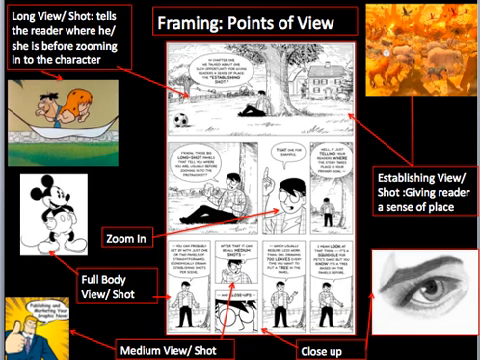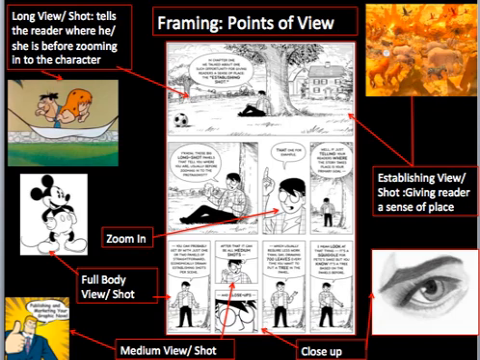So we have here, and I used a page out of Understanding Comics, and I'll do a couple of close-ups of those. So the long view, or the establishing shot, tells the reader where she is before zooming into the character. I used an example from Fred Flintstone, and we see Fred jumping into a hammock, and we see that he's somewhere in the lawn.